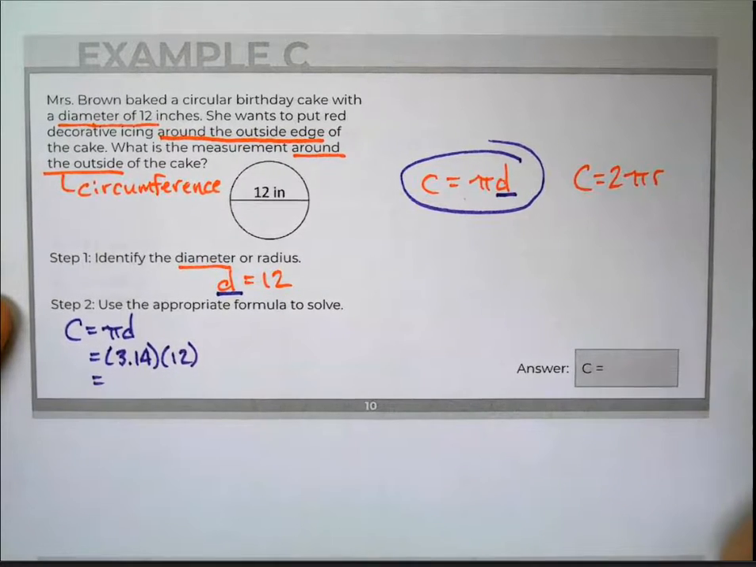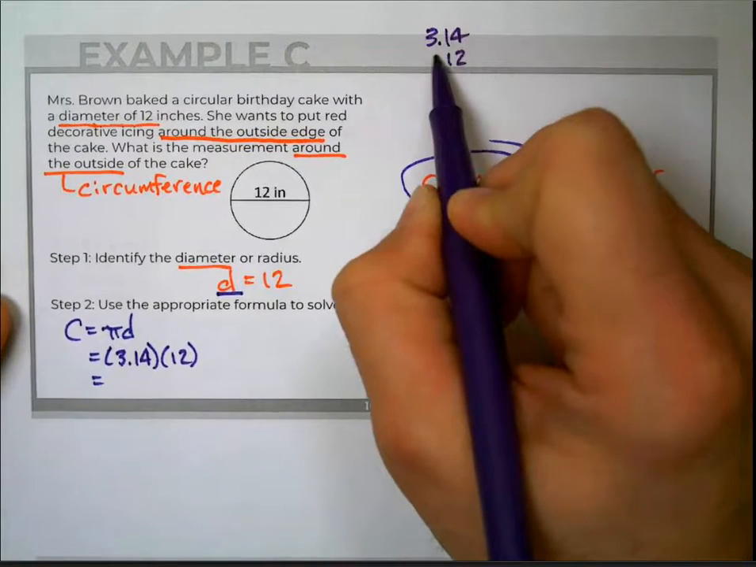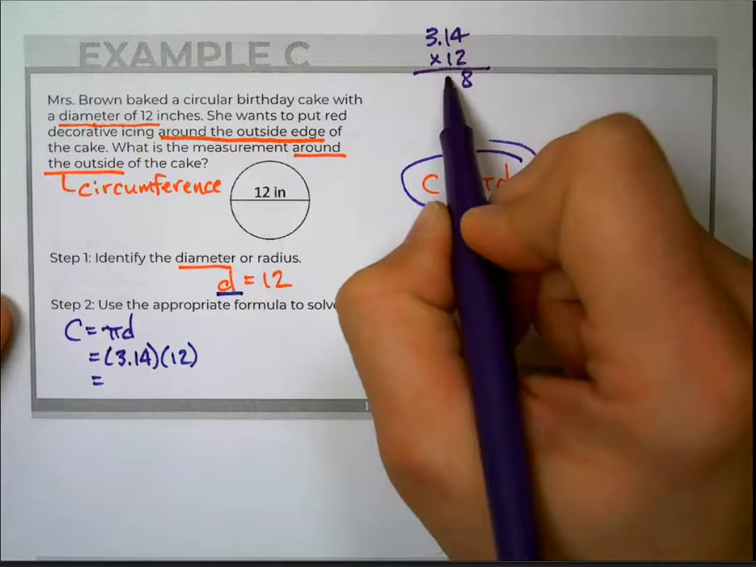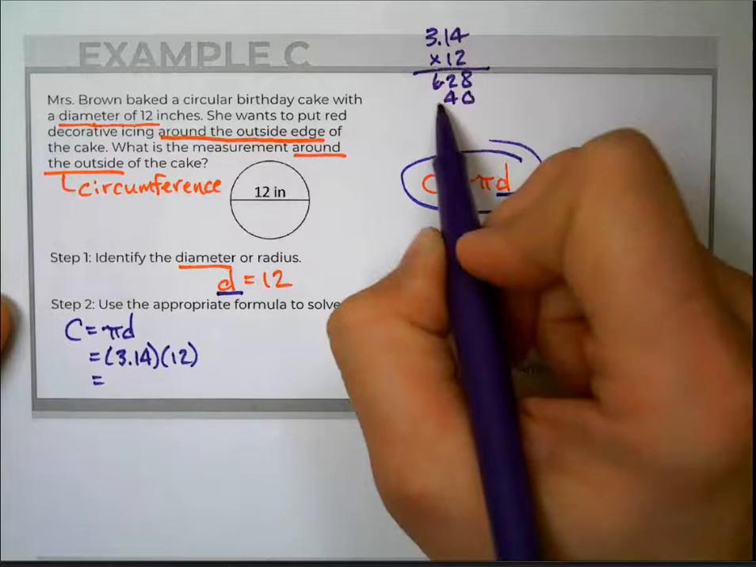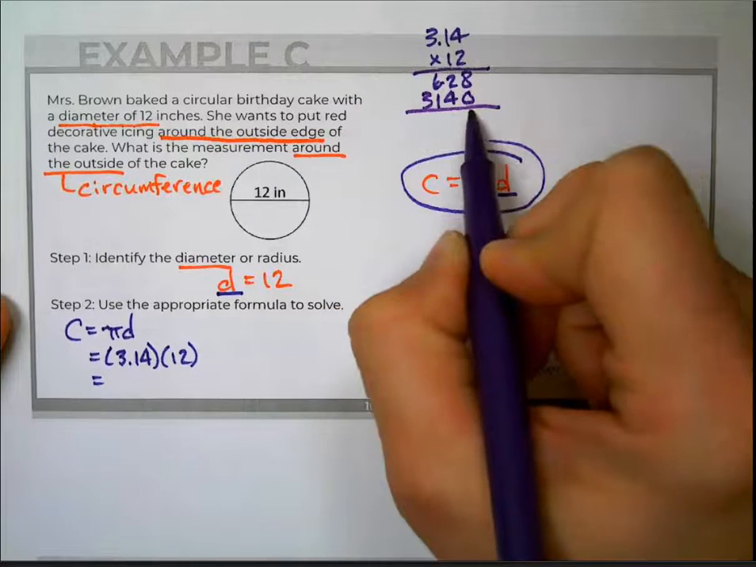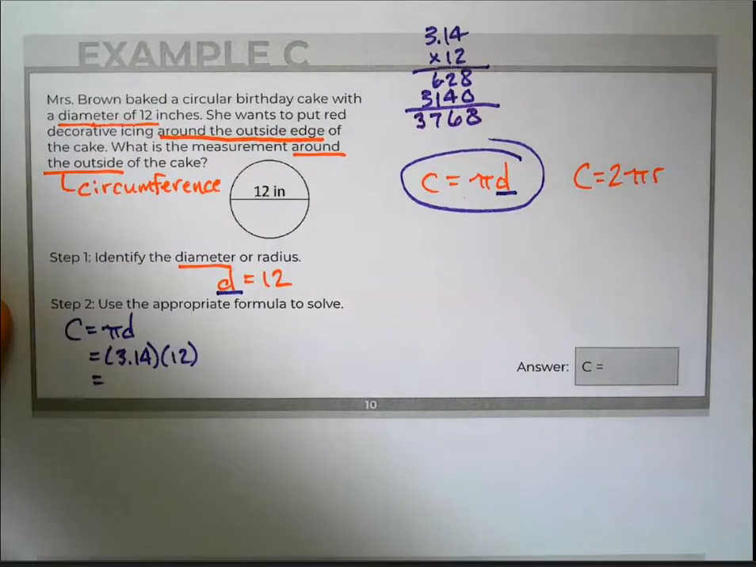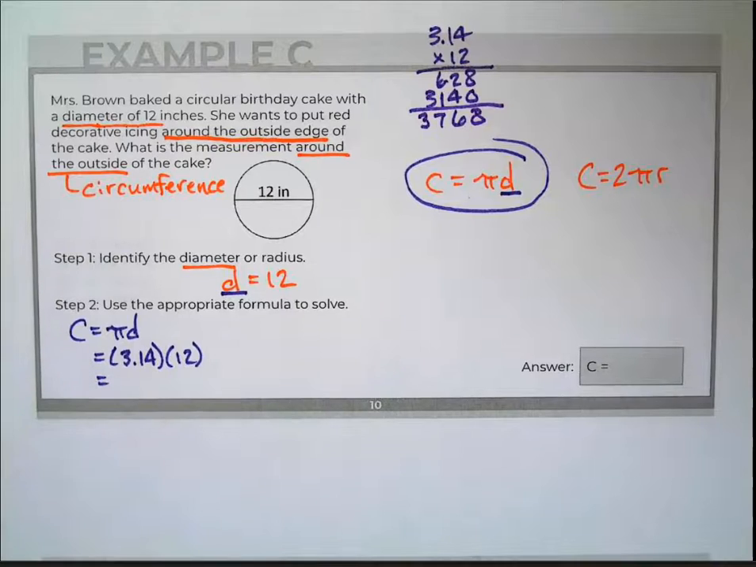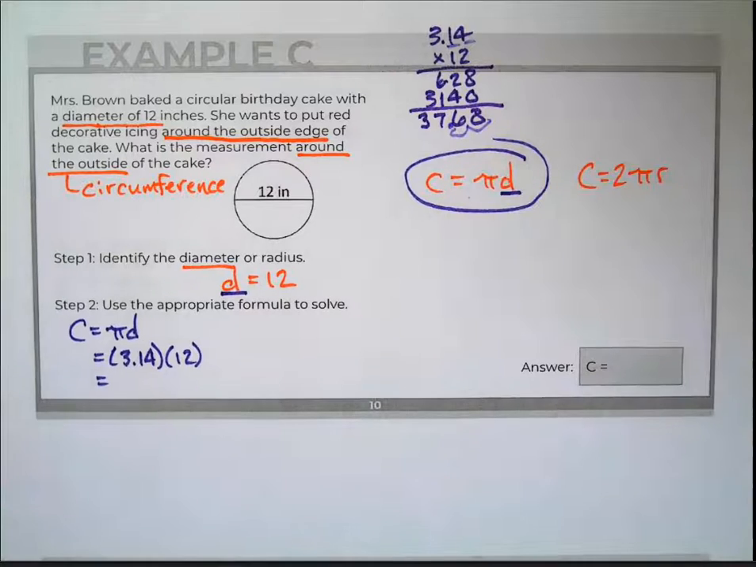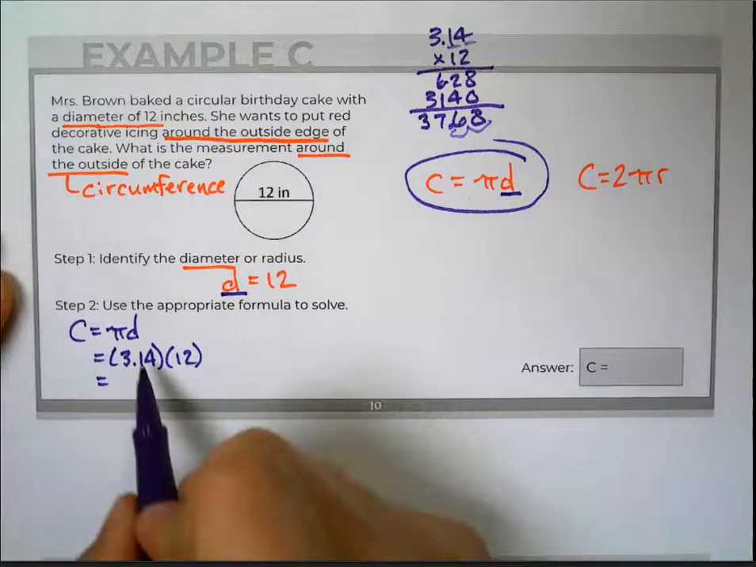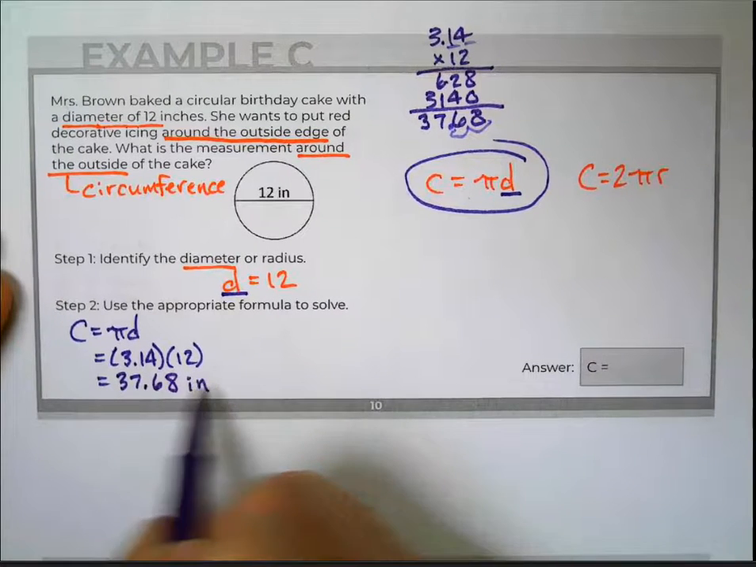Okay, so I need to multiply those. 3.14 times 12. 2 times 4 is 8, 2 times 1 is 2, 2 times 3 is 6. Put a 0 here. 1 times 4 is 4, 1, and 3. Add it all up. 8, 6, 7, and 3. Okay. But we have two numbers behind the decimal in the problem, so 2 in your answer. So the circumference using 3.14 is 37.68 inches.